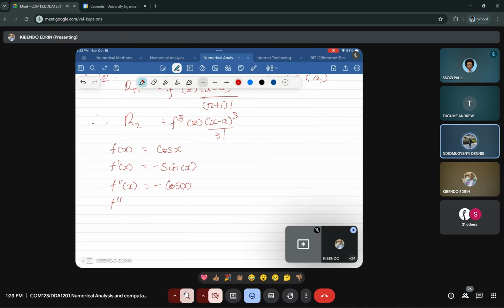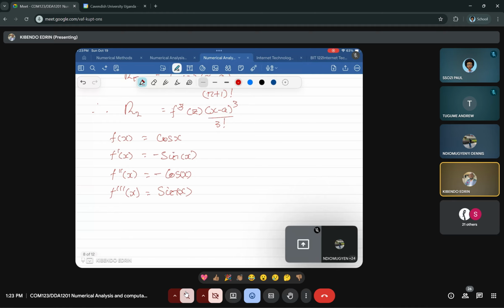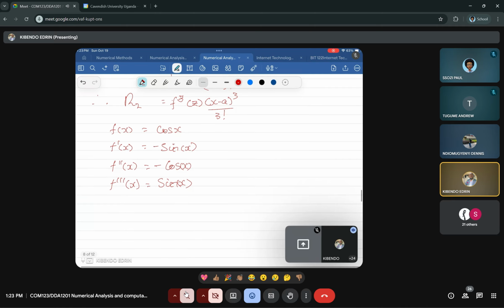And then the third will be sin x. We need to get... This now becomes the R2. Then R2, that becomes sine.